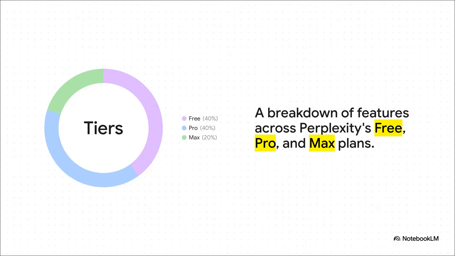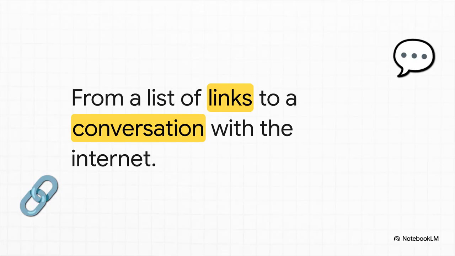So let's just quickly put this all together. The free plan gives you that amazing core answer engine. The Pro plan puts it on steroids with deep research and creation tools. And then there's the top tier, Max, which is your ticket to get early access to the really futuristic stuff, like the Comet browser.